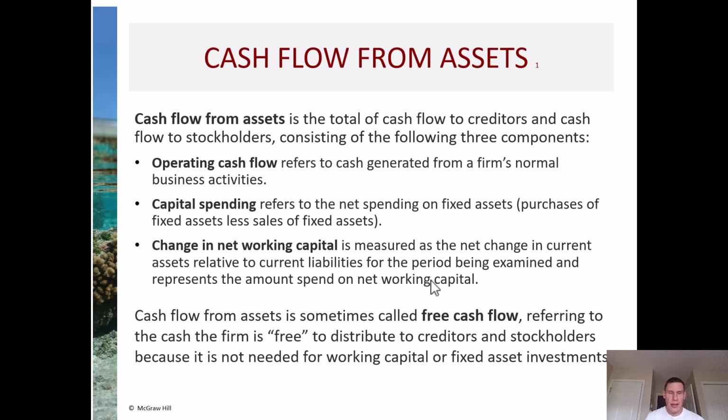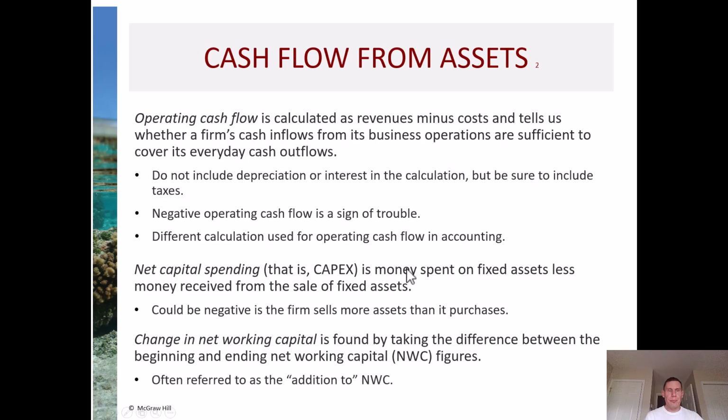And then third, change in net working capital, which is measured as the net change in current assets relative to current liabilities for the period being examined and represents the amount spent on net working capital. Cash flow from assets is sometimes called free cash flow, referring to the cash the firm is "free" to distribute to creditors and stockholders because it's not needed for working capital or fixed asset investments.